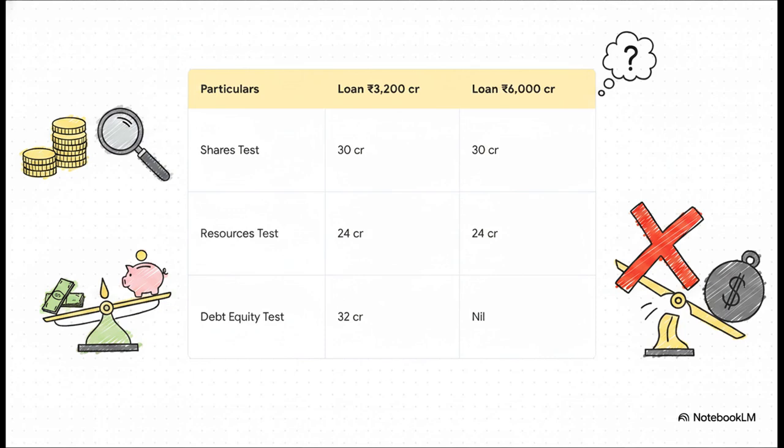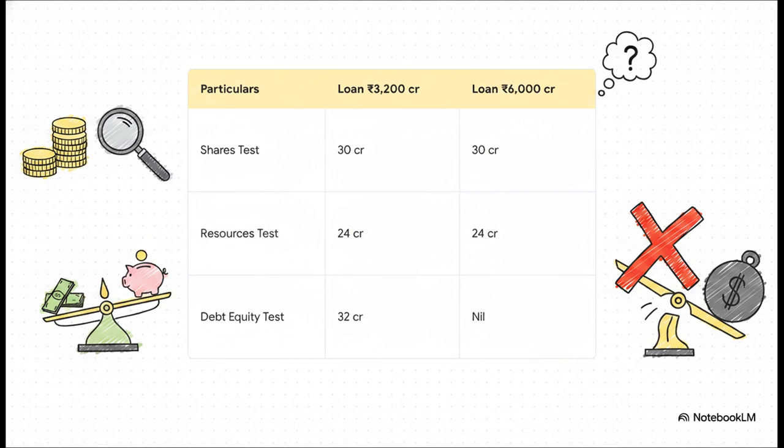This brilliantly illustrates a scenario from our source material where a company is testing their limits based on 2 totally different loan situations. If we compare the 2, the shares outstanding test gives us 30 crores, the resources test gives us 24 crores. Notice those don't change regardless of the debt. But take a look at the debt-equity ratio test. If the company has a loan fund of 3,200 crores, the test allows for 32 crores. But if their debt is heavily inflated at 6,000 crores, the test suddenly yields nil. Why?